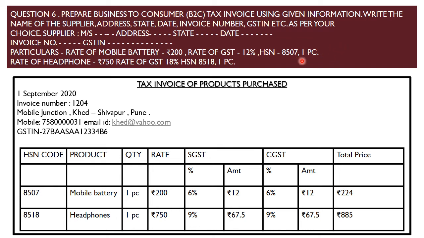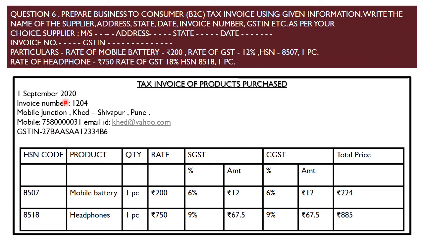Okay, so that is the quantity. Next is the rate of headphones, which is rupees 750. Then the rate of GST is 18%, and the HSN code of headphone is 8518, and here also the quantity is just one piece. Okay, so this is how your tax invoice should look like.